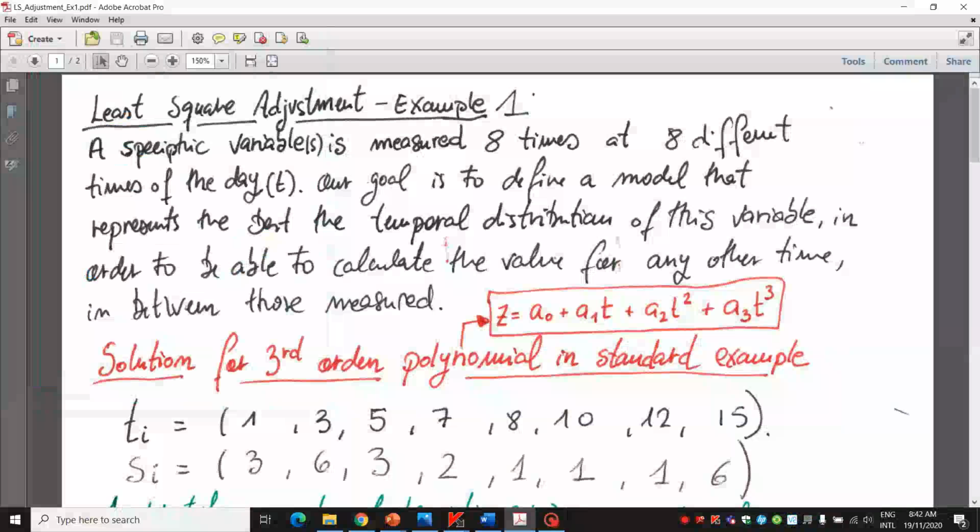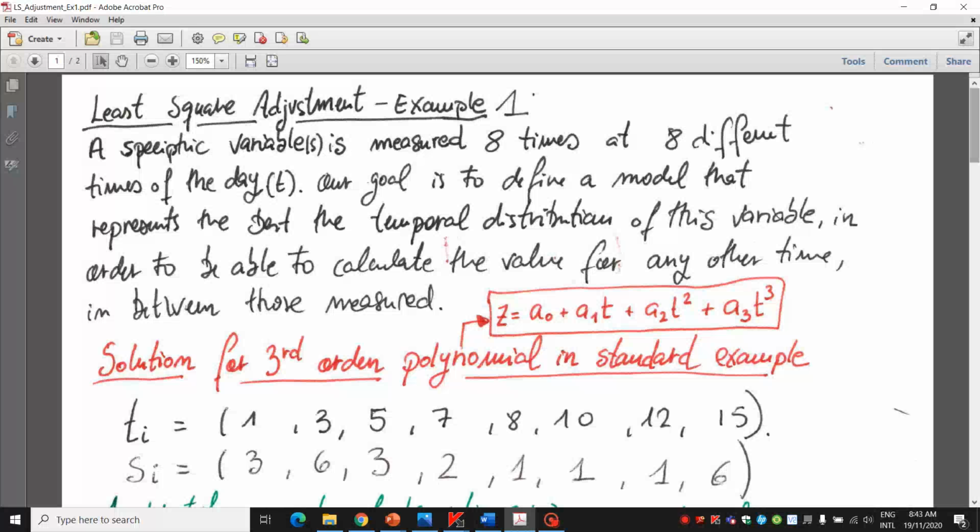Okay, so let me start with the first example of the least square adjustment. A specific variable is measured 8 times at 8 different times of the day, t. The variable is s. Our goal is to define a model that represents the best temporal distribution of this variable in order to be able to calculate the value for any other time in between those already measured. So this is a temporal adjustment.